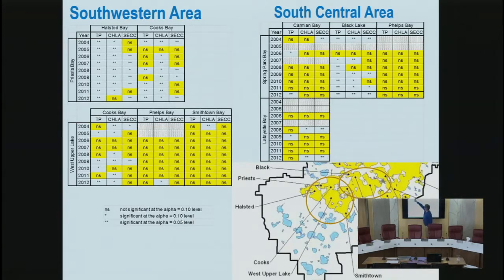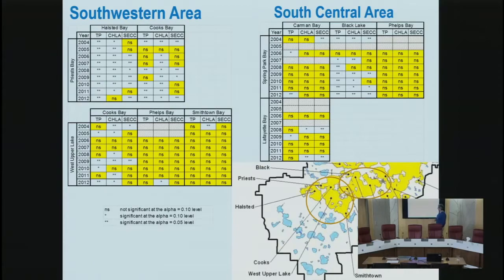Now, Priest Bay flows into Cook's Bay, you start seeing it's still quite a bit different. There's a big difference between this bay and this bay. But once you get out into here, there's really not a whole lot of difference. So that might suggest that a lot of this stuff is just mixing. And you could argue that, well, why would you sample all of these bays when you could just sample one or drop one of them out?